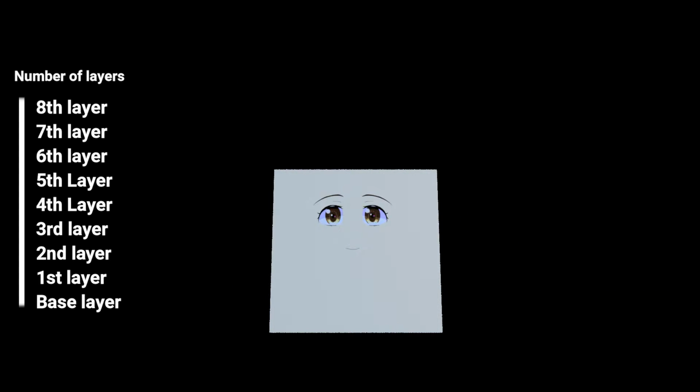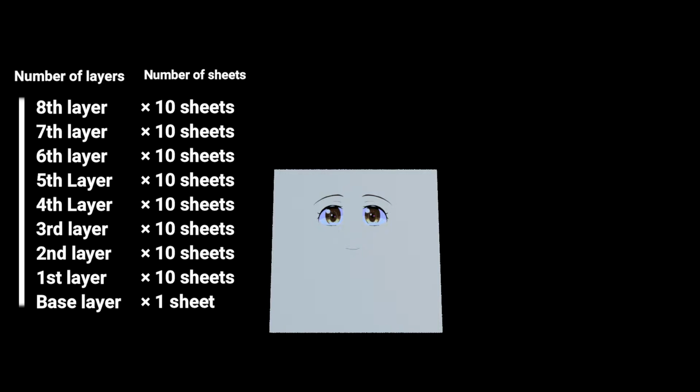With pastel action, it is possible to paste multiple textures on top of each other. The bottom is the base layer, and it is possible to paste up to 8 texture layers on top. For the base layer, only one texture can be selected, but for the other layers, each layer can include up to 10 textures.